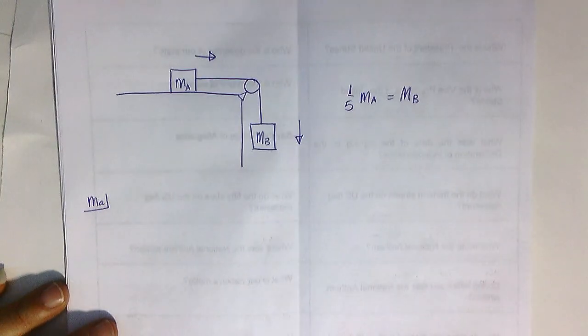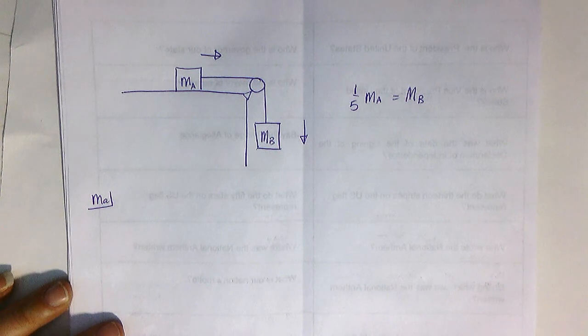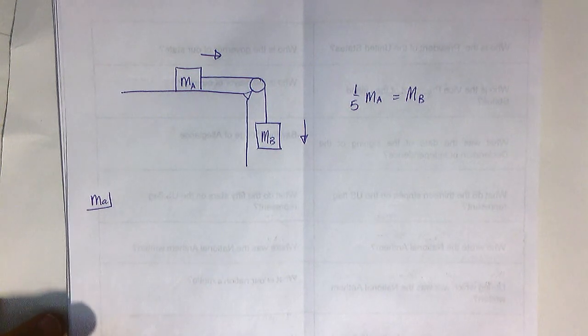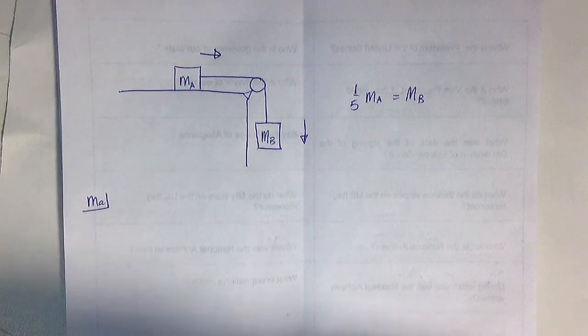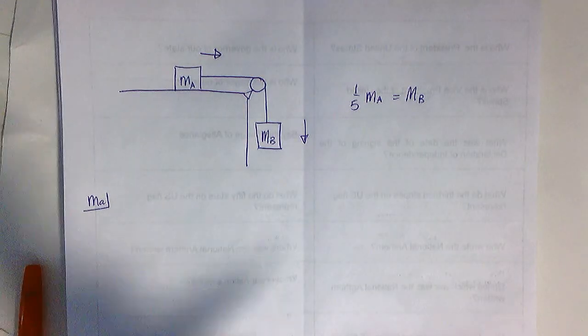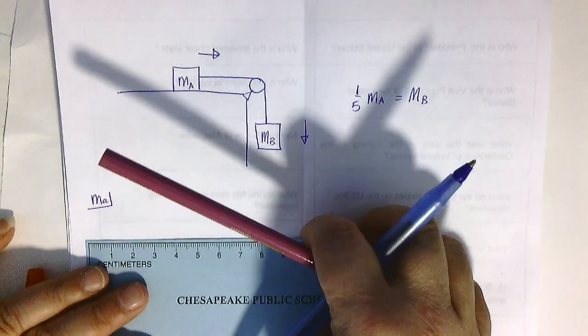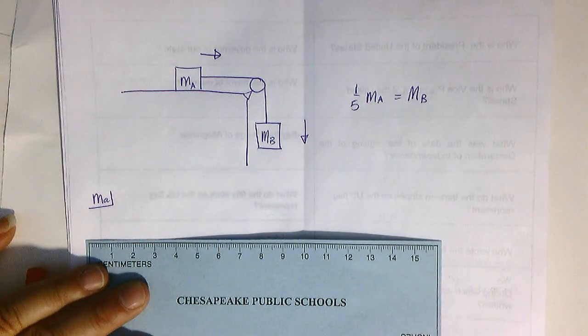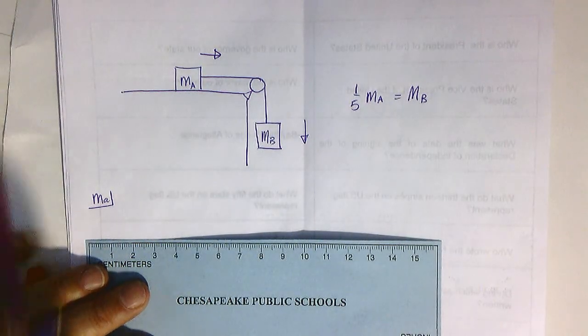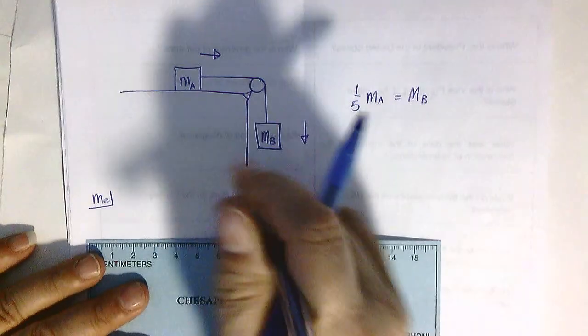The first thing I'm going to do is draw a motion diagram and a free body diagram. Okay, so the first thing I know is that block A is accelerating to the right. So we're going to go ahead and do that.